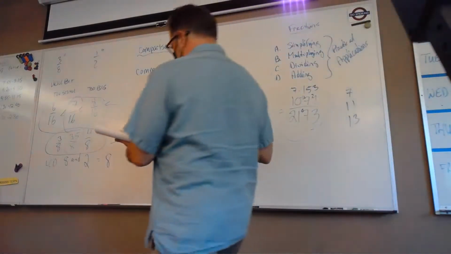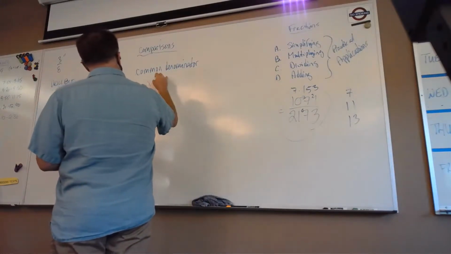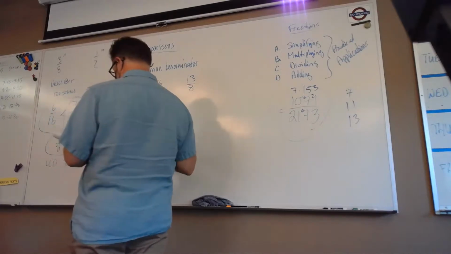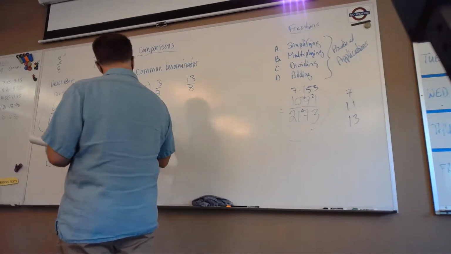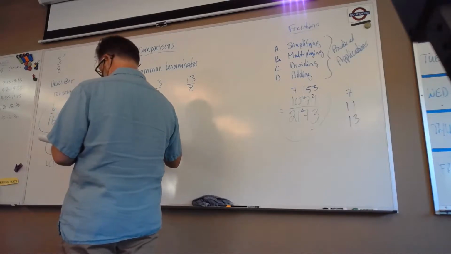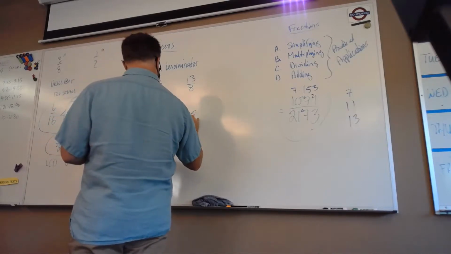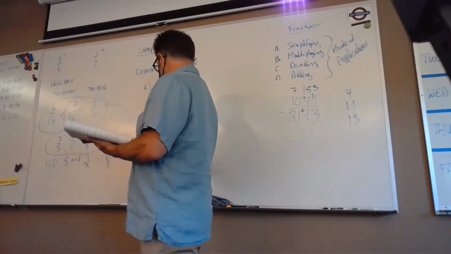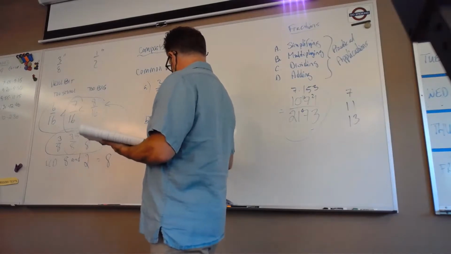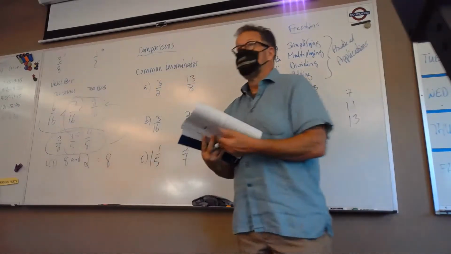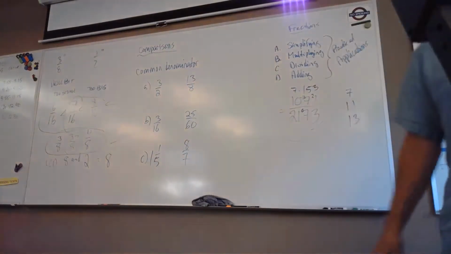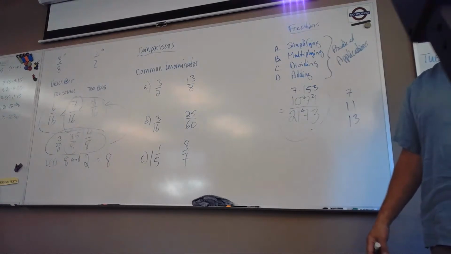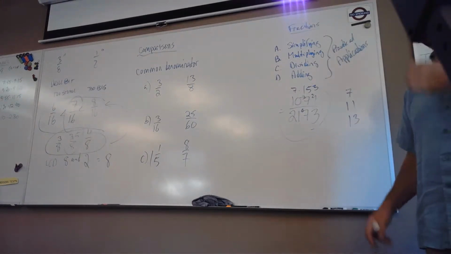So let's do some comparisons. 3/2, 13/8 rather, 3/16, 25/60, and 1 1/5, or 8/7. So I want you to figure out which one's bigger. Remember, no calculators. We're not just typing them into the calculator and comparing decimals. We're actually thinking about fractions here.